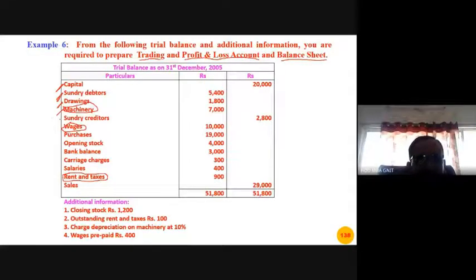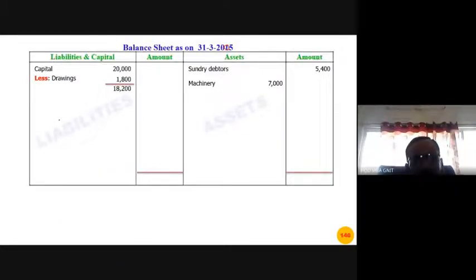Sundry creditors. Sundry creditors is a liability. Sundry creditors are those from whom goods have been purchased by the business on credit basis earlier. Now the business firm is liable to pay, so it becomes a creditor. It is due to pay, so that is why sundry creditors is a liability. Sundry debtors is an asset. Sundry creditors is a liability. We have to show it on the liability side. Go to the balance sheet liability side.